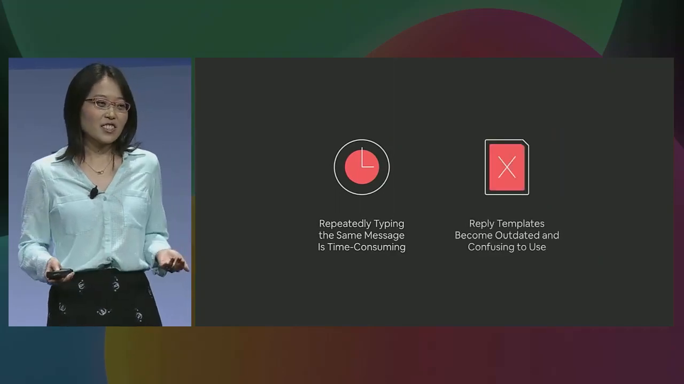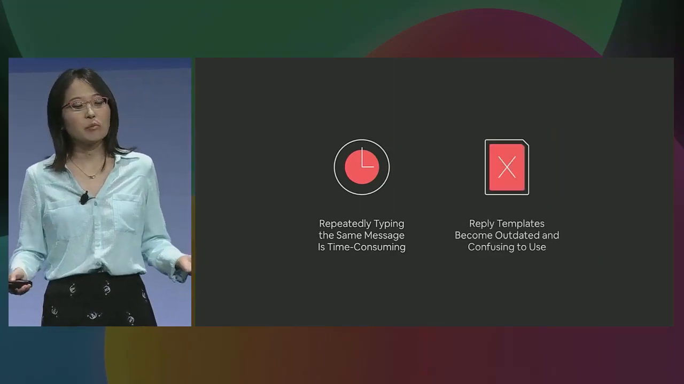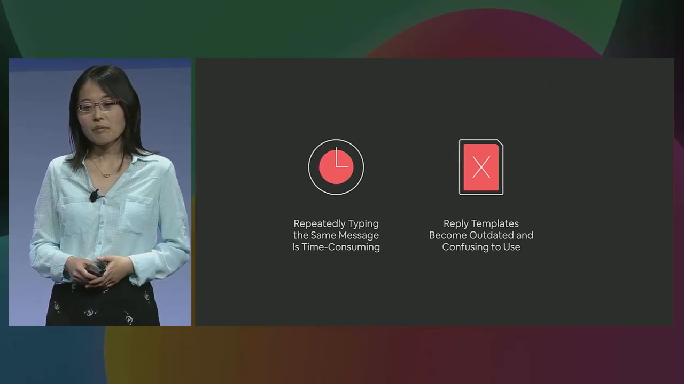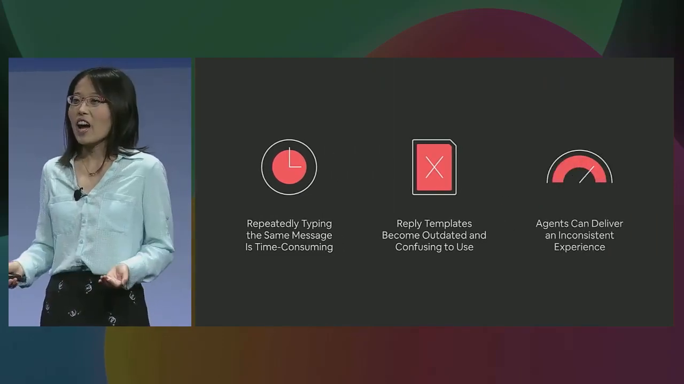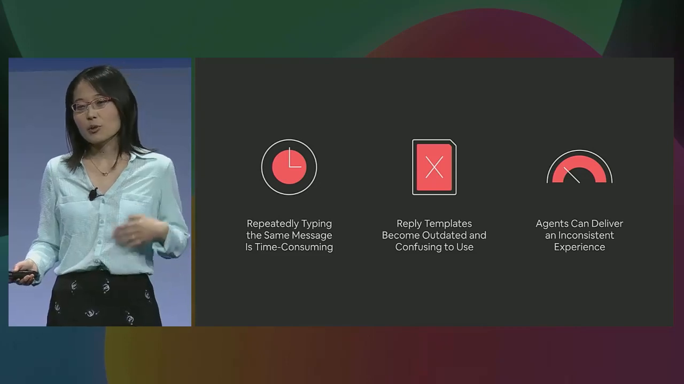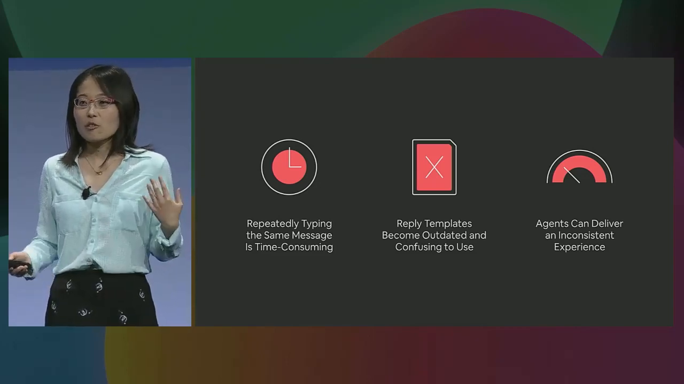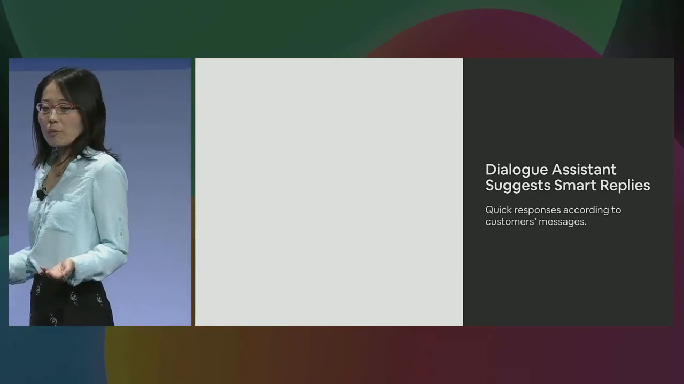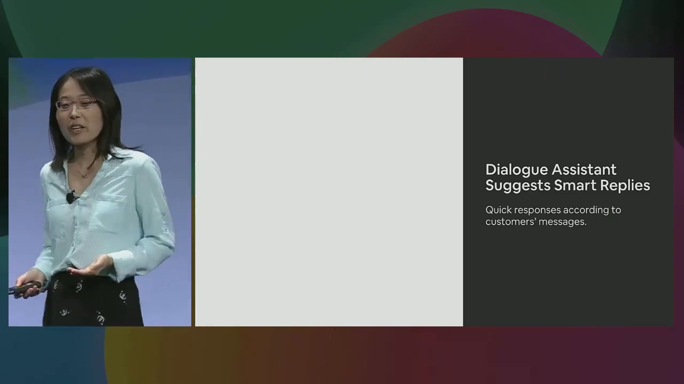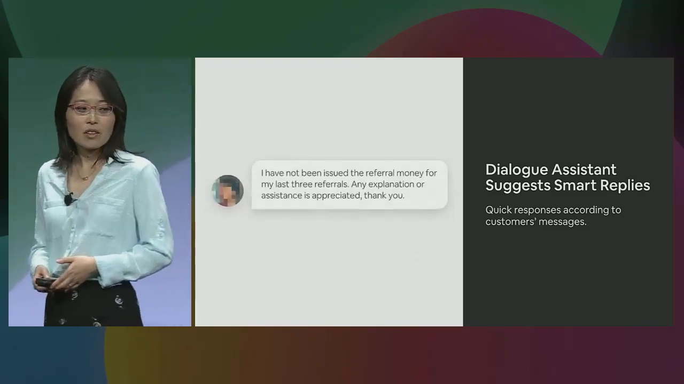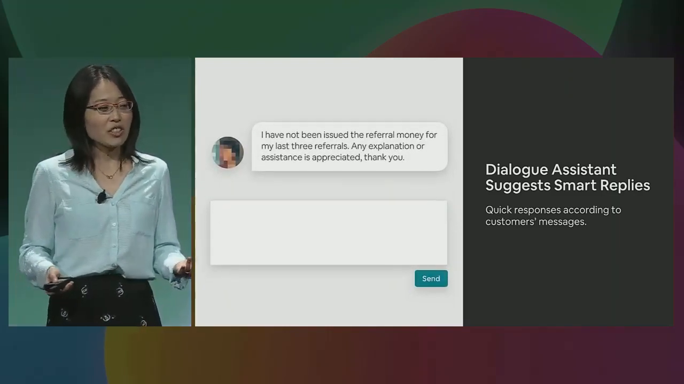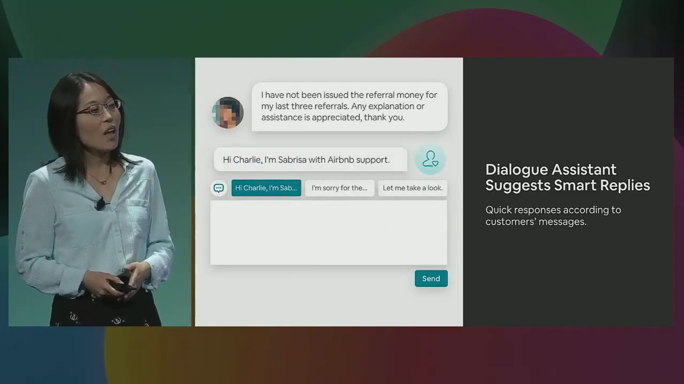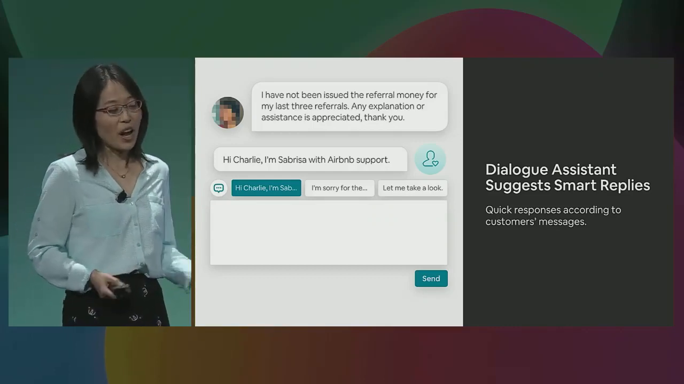Second, there exist some reply templates. However, over time, they become hard to maintain, outdated, and very confusing to use. Third, agents at times can deliver an inconsistent experience through self-developed reply templates and grammar and spelling errors. So we built a smart reply feature to recommend quick responses based on customers' messages. Agents, while chatting with the customers, can use these quick response suggestions to quickly respond to the customer. And the core of this product is powered by PyTorch.